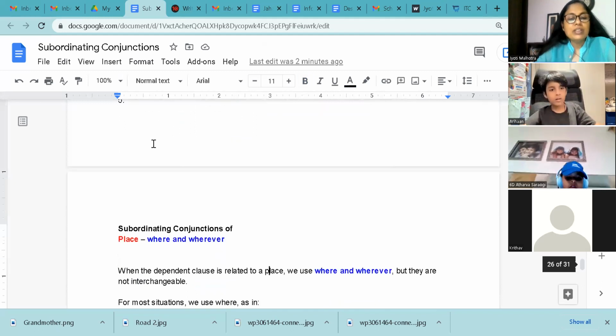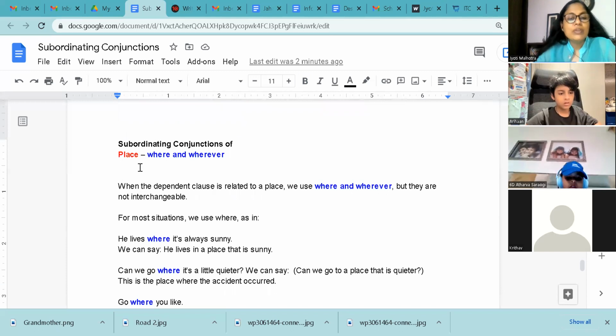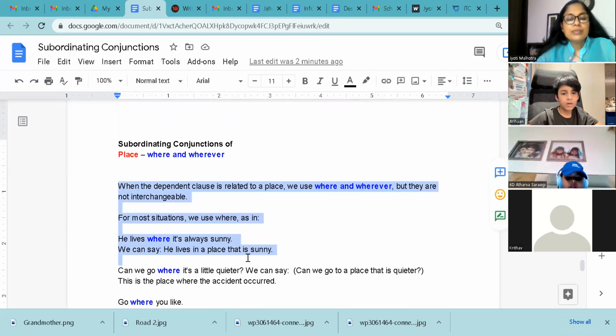Now we are reaching the fifth one, the subordinating conjunctions of place, which are where and wherever. Now Arhan will read. Yes, please read, Arhan. When the dependent clause is related to a place, we use where and wherever, but they are not interchangeable.